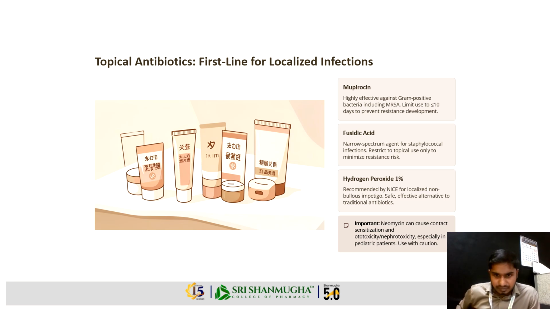And also, first line for localized infection means mupirocin, highly effective against gram-positive bacteria including MRSA, limited to 10 days of use to prevent resistance development. Fusidic acid, a narrow-spectrum agent for streptococcal infection, restricted to topical use only to minimize the resistance risk. Hydrogen peroxide 1% is recommended by NICE for localized non-bullous impetigo, a safe and effective alternative to traditional antibiotics. These are the topical antibiotics for first-line treatment of localized infections.